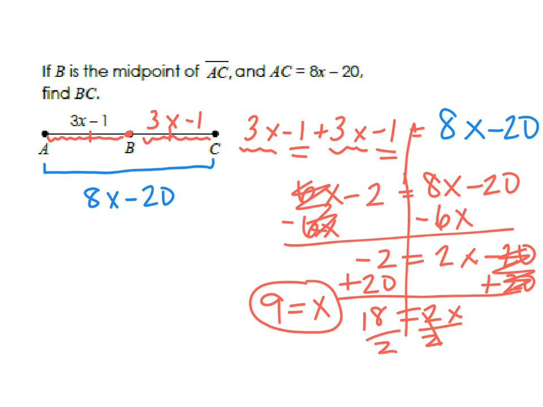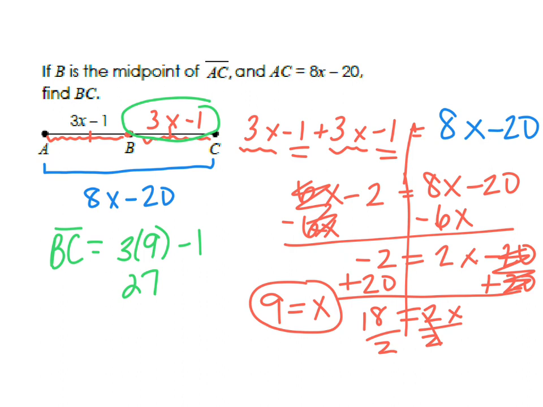Okay, it said to find BC. BC was this chunk here, so BC would be 3 times 9 minus 1. 3 times 9 would be what, 27? Minus 1, which would be 26. BC is 26.